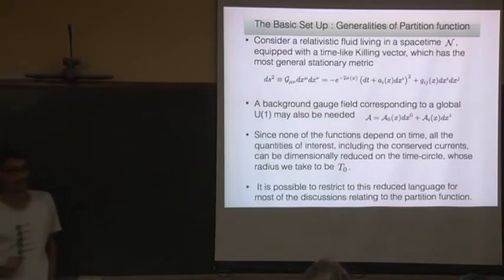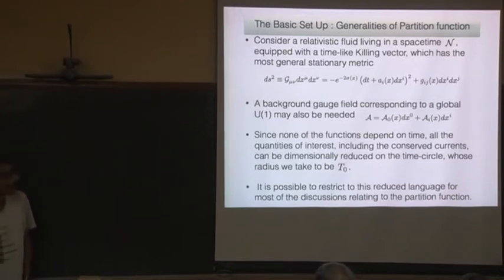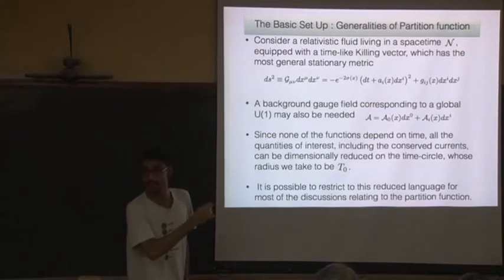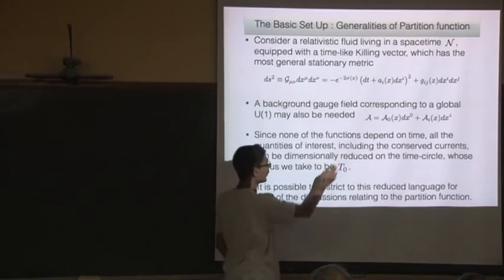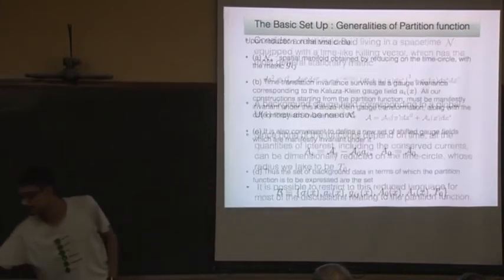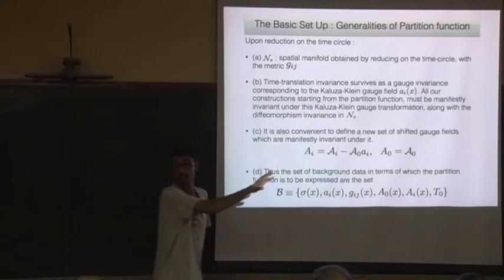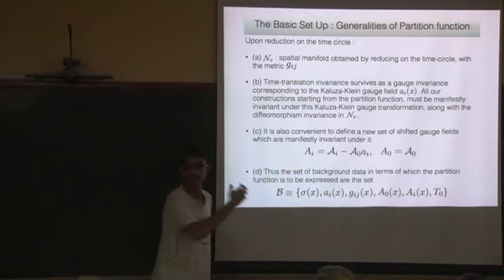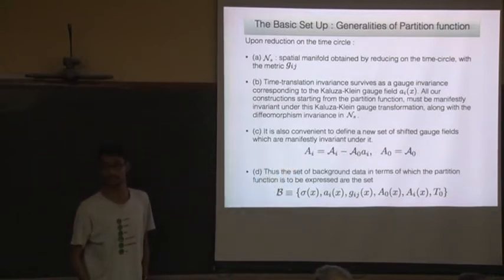What's special about the capital A's versus the curly A's? The curly A's are like the U(1) gauge fields, I understand, but they transform non-trivially under the KK transformation. So I can build these capital A's, which can be shown to be invariant under the KK transformation. So if I write something in terms of the capital A's, that is manifestly KK gauge invariant.